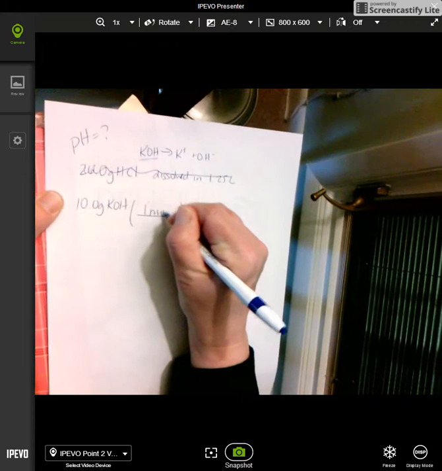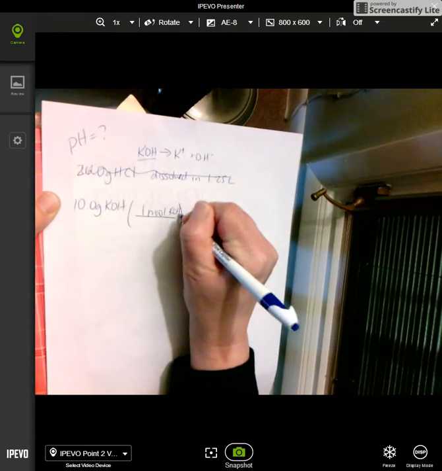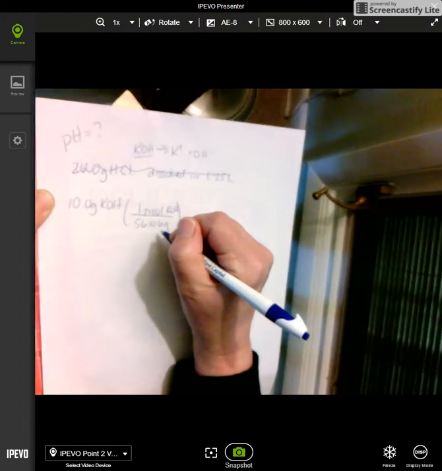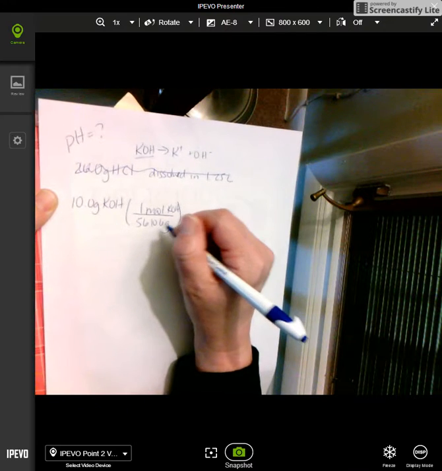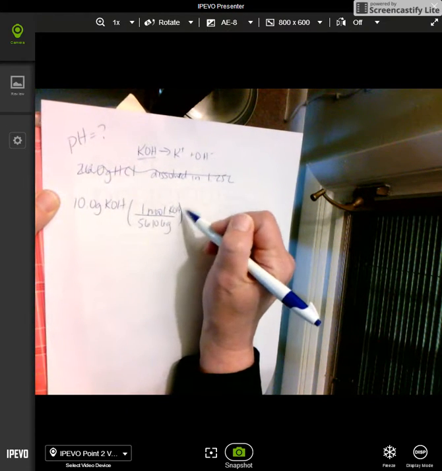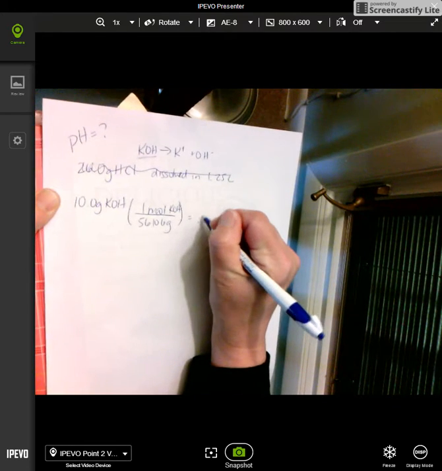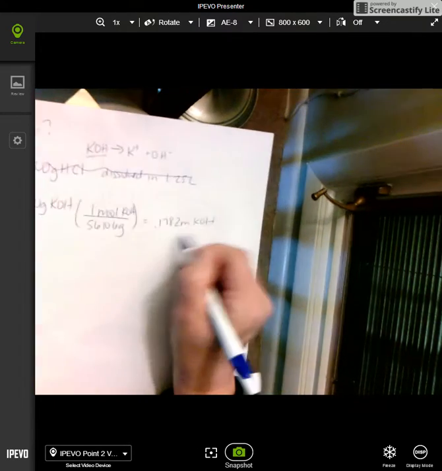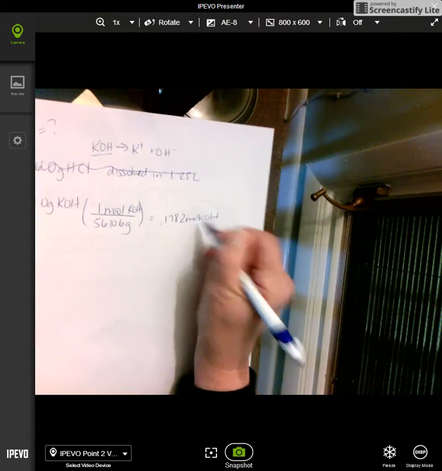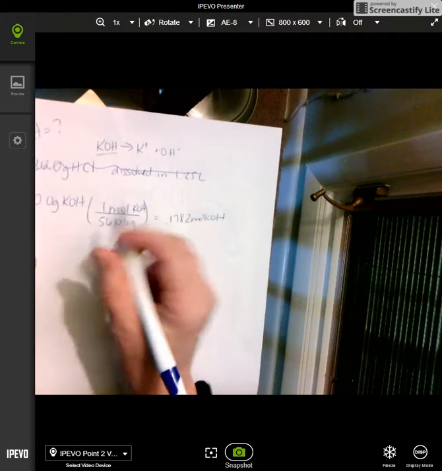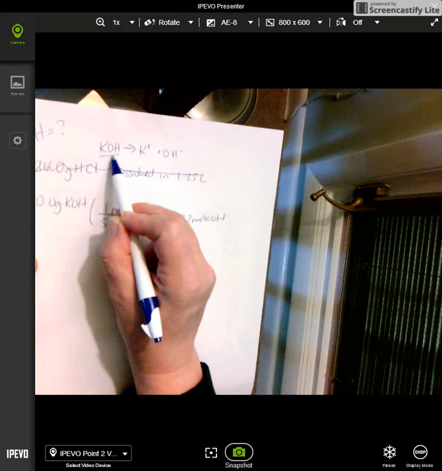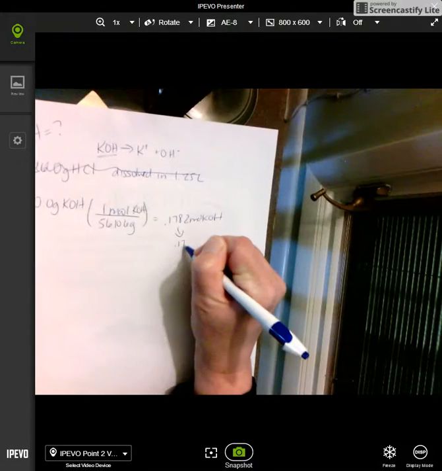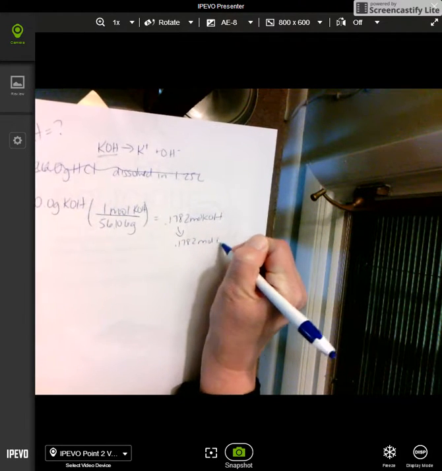And I know for every 1 mole of KOH, it weighs 56.0106 grams. That's the molar mass or molecular weight. I'm not sure what you guys call it. It's the numbers that you add up from the periodic table, 1 K, 1 O, 1 H. When I divide, it's 0.1782 moles of KOH. That's how many moles of KOH I have. I need to figure out its molarity. And remember, the moles of KOH is the moles of hydroxide ion. So this is also 0.1782 moles of hydroxide ions.